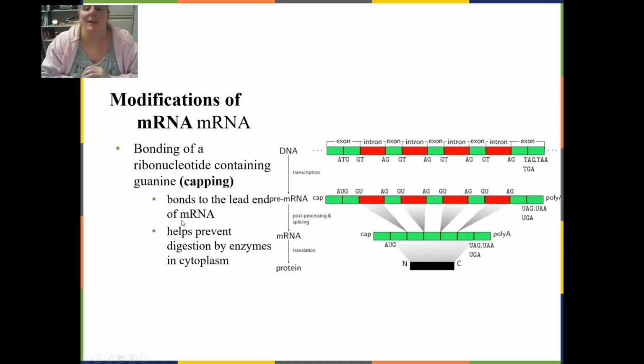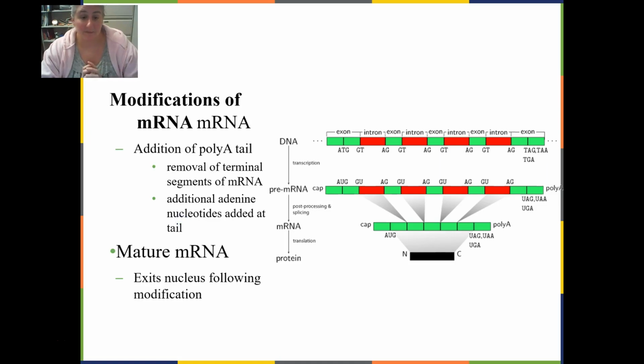Once we do that, we then can add a guanine cap. Guanine cap is just what it sounds like. It's a bunch of guanines all lined up that we put at the beginning of the messenger RNA, and then we add a polyadenine tail, or a poly-A tail, at the end. Once we've done that, we now have a mature messenger RNA.